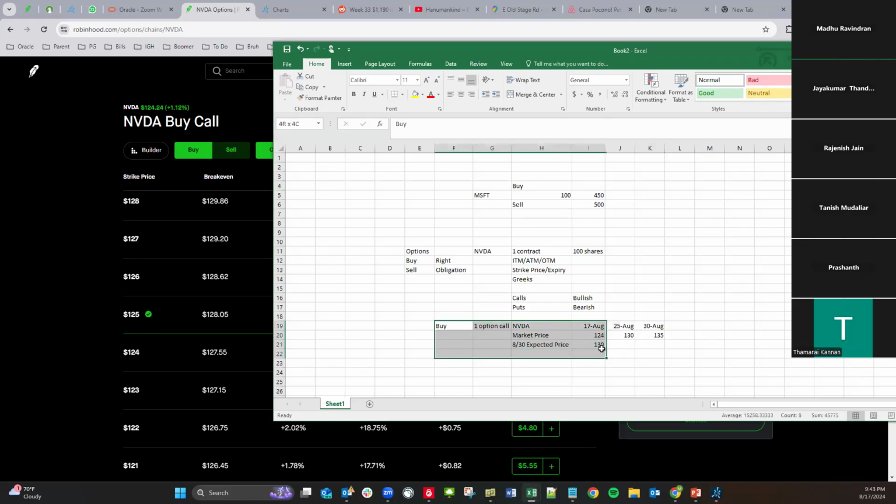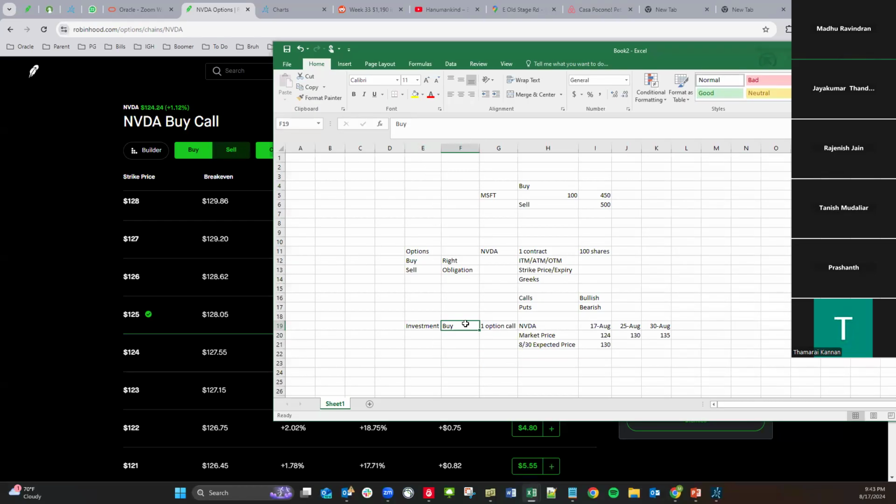What this technically means is, as an investment strategy in options, you are bullish about NVIDIA. That's why you're buying calls and going bullish, expecting that by 30th August it will reach 135. So I'm going to buy one call option for 8/30 expiry. This is the expected date. I'll put the actual terms and explain what each one translates into within the option that you buy on the portal. But conceptually, I'm saying by 8/30 it's going to reach 130.